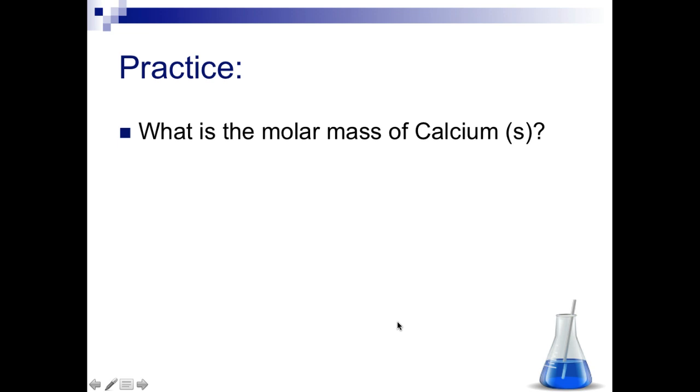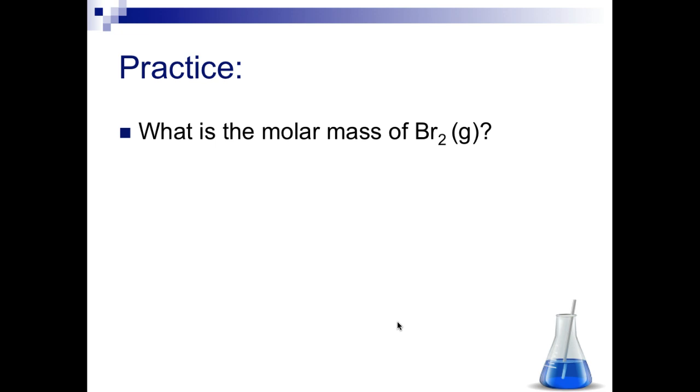How about a practice? What is the molar mass of calcium? Pause the video and come back to it. All right, well, calcium is an element, so the molar mass is going to be equal to whatever mass is on the periodic table. So the mass off the periodic table is 40.1, so the molar mass is going to be 40.1 grams per mole.